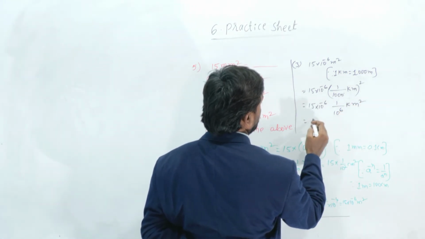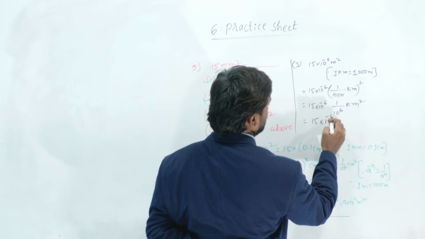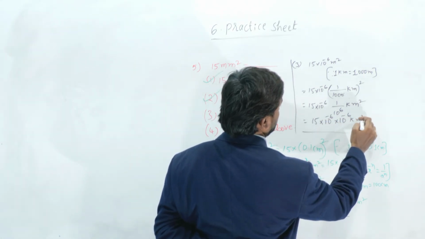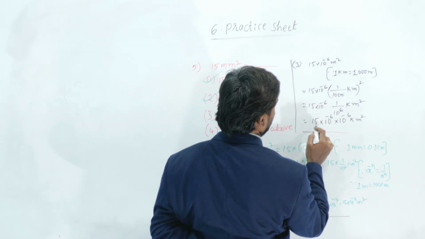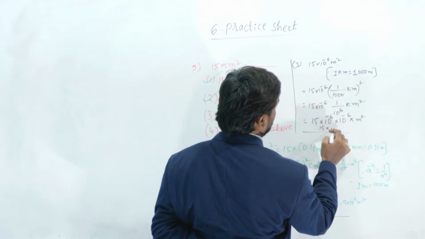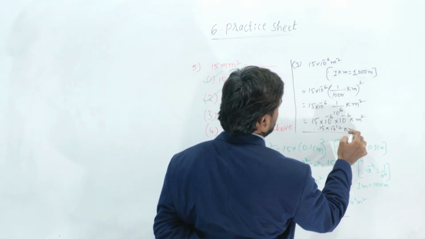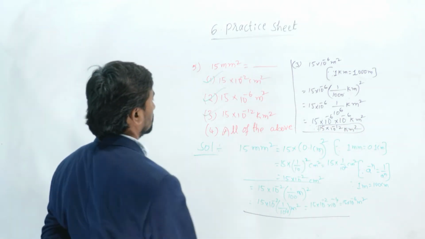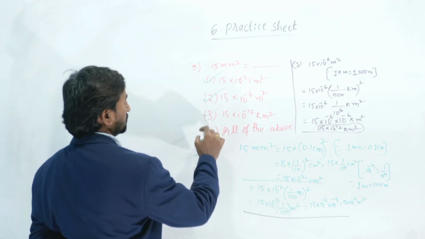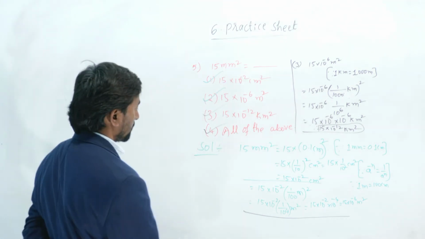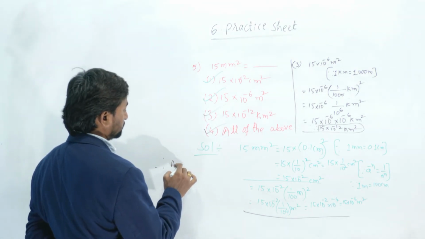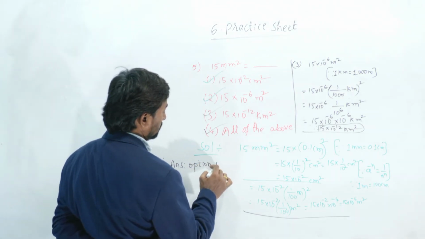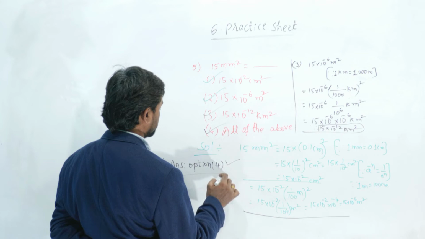If we simplify, it will be 15 into 10 to the power of minus 6 and into 10 to the power of minus 6, kilometer square. So therefore we will get here 15 into 10 to the power of minus 12 kilometer square. So here also we got the same answer, no? So this is also correct. So now these are all correct, means all of the above is the correct answer. So therefore the answer is option 4 is the correct one.